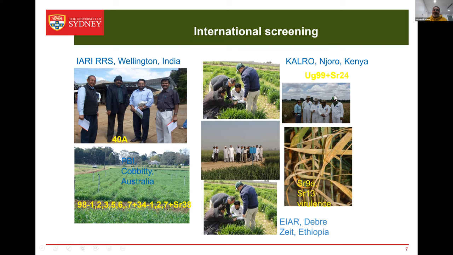Because UG99 has a genetic avirulence for some of the defeated genes like SR9H, SR28, and SR15 is also defeated, and it's good on that too. So basically, once we combine here, here, here, and then these are some places in Pakistan, my colleagues are there, and Ethiopia, I worked with these guys for quite a few years on durums.